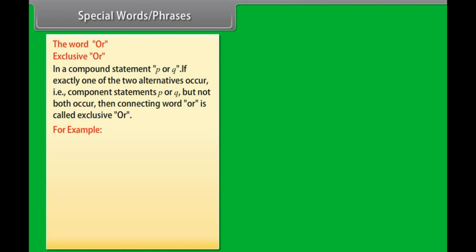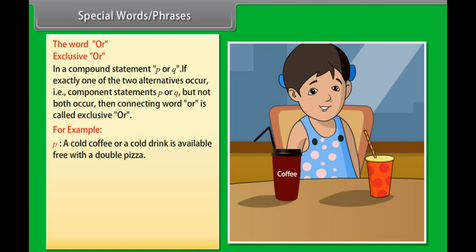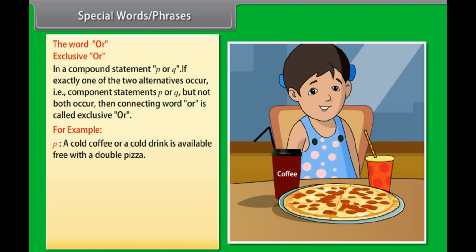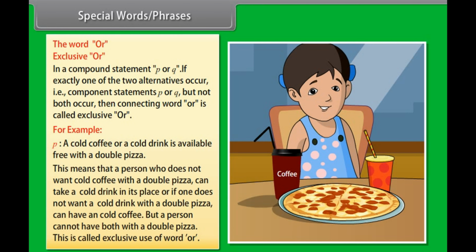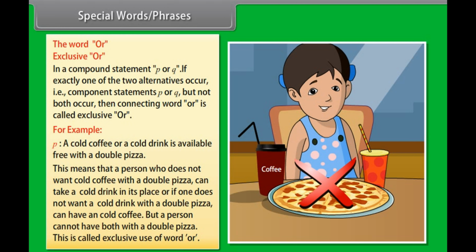For example, P is a statement that a cold coffee or a cold drink is available free with a double pizza. This means that a person who does not want cold coffee with a double pizza can take a cold drink in its place, or if one does not want a cold drink with a double pizza, can have a cold coffee. But a person cannot have both with a double pizza. This is called exclusive use of the word or.